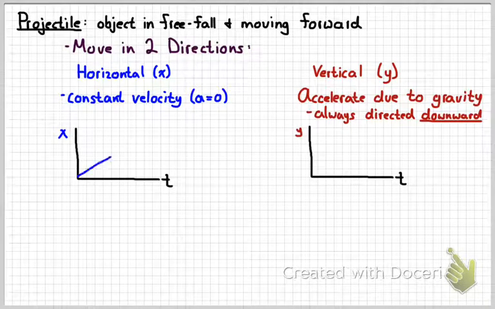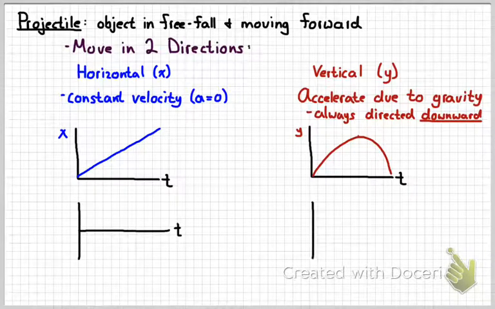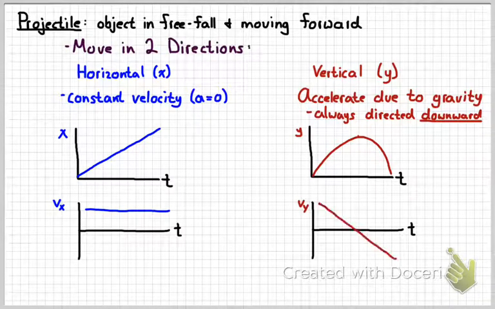If we plot the position time graph in both directions, it will look something like that. X direction, constant velocity, so it's a straight line. Y direction, it's a parabola. If we graph the velocity versus time, it will look something like that.